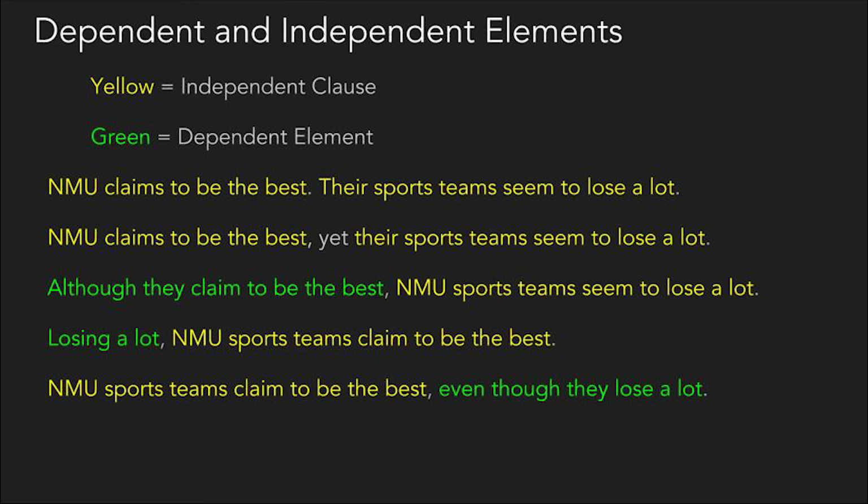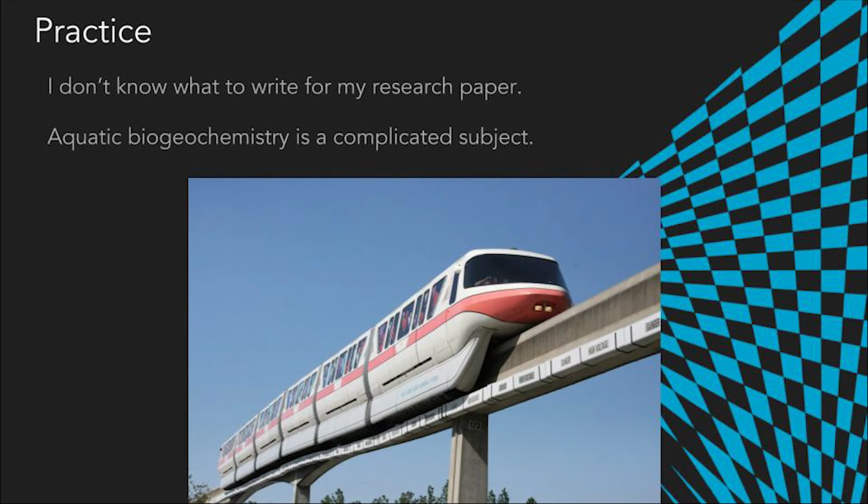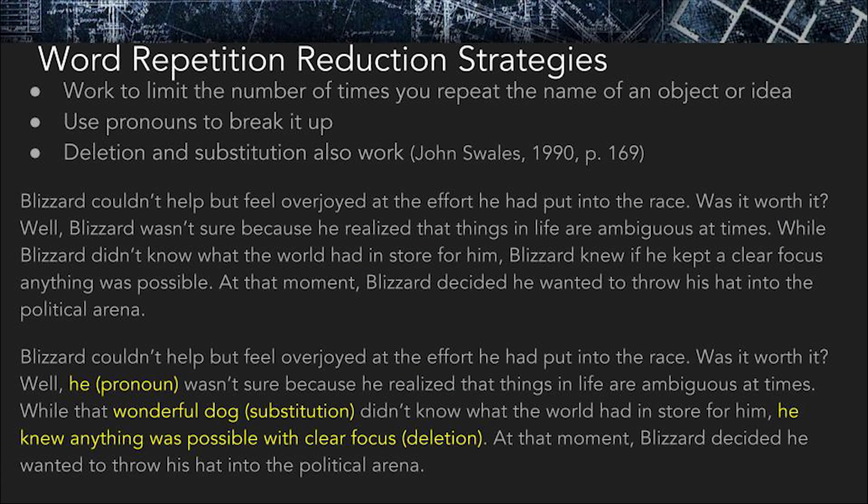The last line is an example of an adjunct phrase that can be moved to the other side of the sentence if necessary. Here's some practice for you. Try experimenting with how you can rearrange the ideas in these two sentences. A little more practice, try it again with these two. Let's move on to some tips on how to reduce word repetition in your writing.